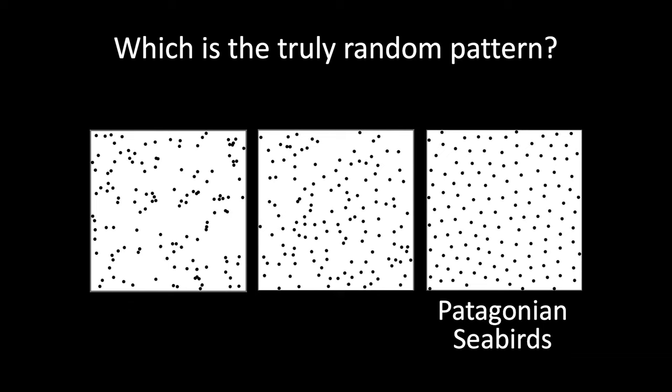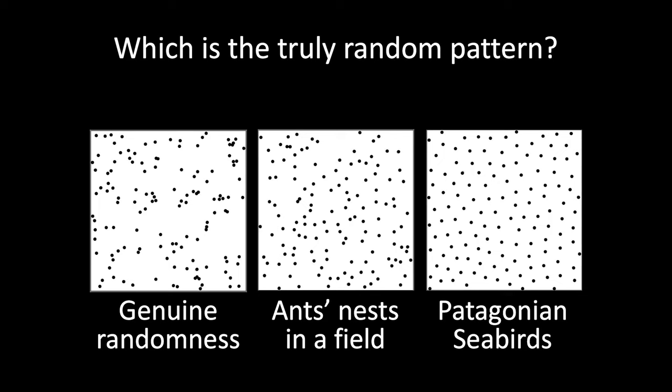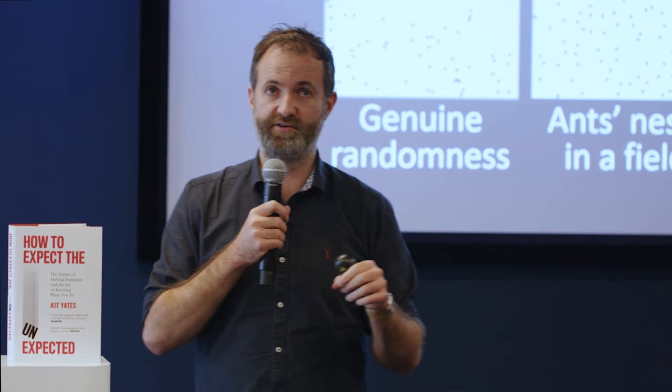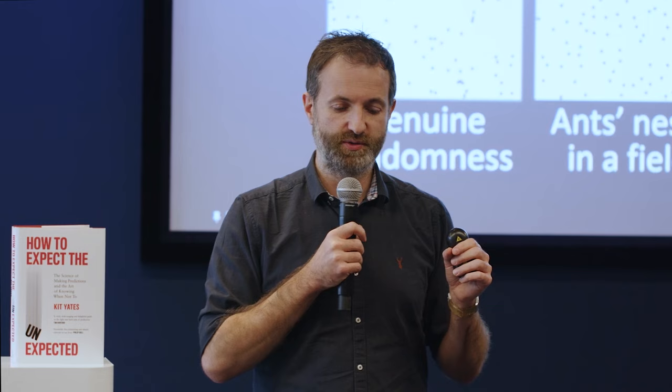So that was C. B is actually the nest sites of ants in a field. So these ants are also a bit territorial. They don't like to be too close to each other, but they don't have the same overarching control vision that the seabirds have. So sometimes they end up putting their nests closer together than they might like. So it's a little bit more scattered. It's not as grid-like, if you like. But still, this is the ants in the field. And so A is actually the one that I generated with genuinely uniformly distributed random numbers to generate these points.